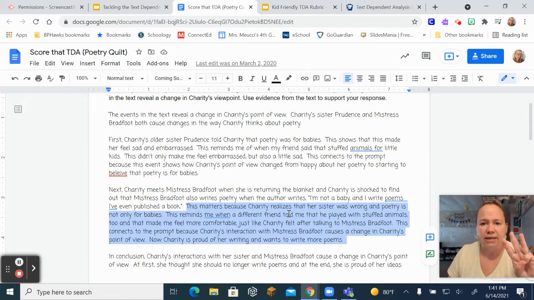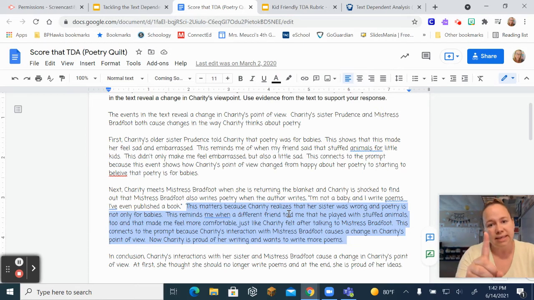So there are 3 ways you can connect with text. There is a text-to-text connection. You can say, "This reminds me of another story that I read where the character did XYZ." That's a text-to-text connection. You can make a text-to-self connection: "This reminds me of a time," just like I did in this piece of writing. Then you can make a text-to-world connection. A common one I hear a lot in 4th grade is, "This reminds me of Dr. Martin Luther King and the way he created change in a peaceful way."